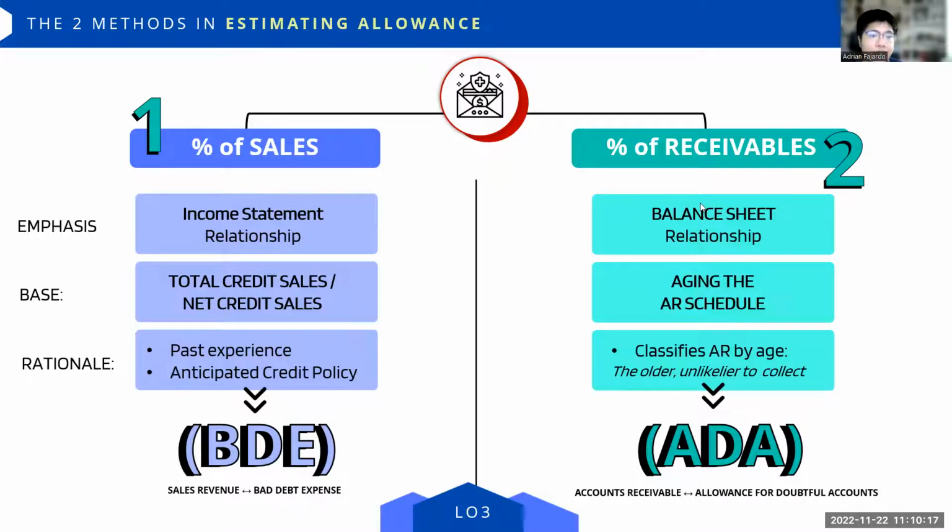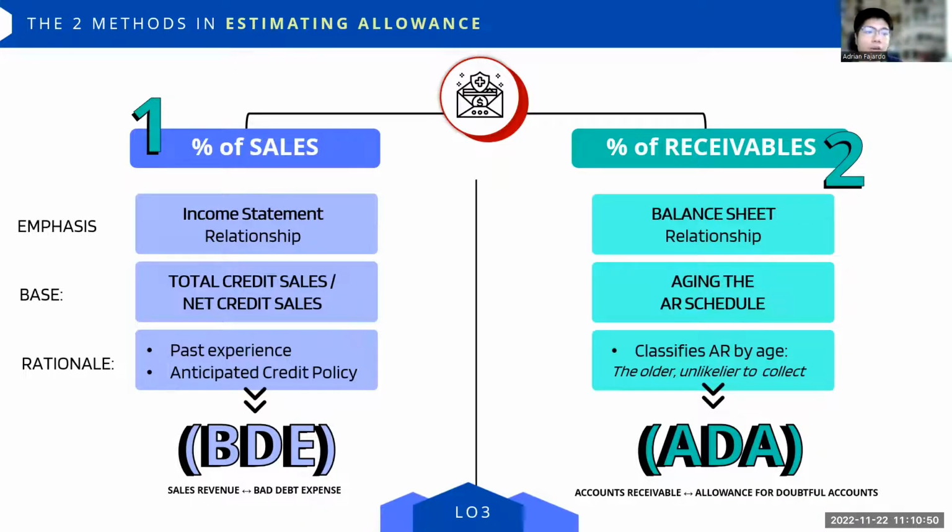Either it's a percentage of your receivable, like 10% of my AR will be uncollected, or may aging schedule ka, which we'll talk about. So it classifies AR by age. So the older the accounts receivable is, the unlikelier it is to collect. So in percentage of receivable, ang makukuha mo hindi BDE, ADA, or the allowance for doubtful accounts, the ending balance of ADA. So in summary, this is the only important thing to take away.